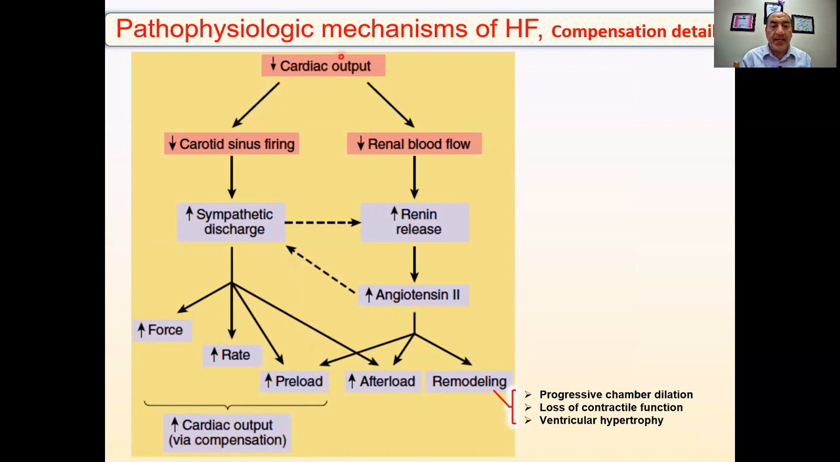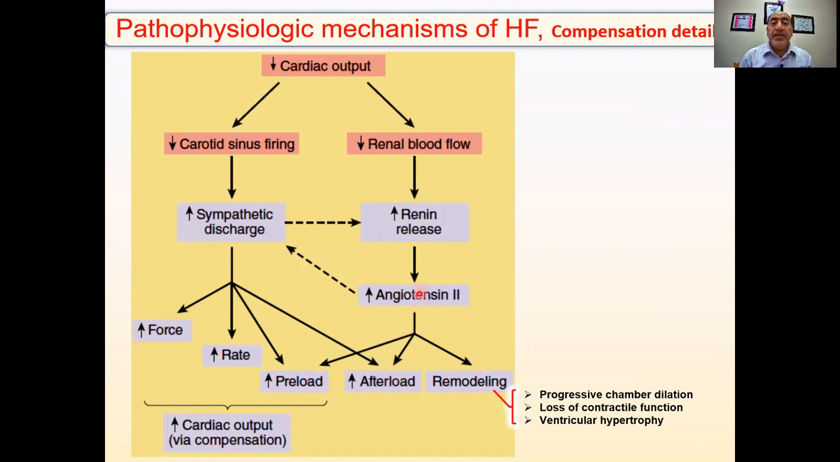The second pathway is through decreased renal blood flow, so decreased GFR and increase in renin release, because the sympathetic nervous system can activate the beta receptors in the juxtaglomerular cells, which will lead to increased renin release. As you know, renin release will facilitate the conversion of angiotensinogen into angiotensin 1. Then with the ACE, angiotensin converting enzyme, it will convert angiotensin 1 into angiotensin 2. Angiotensin 2 itself is a vasoconstrictor, so it can increase the afterload.